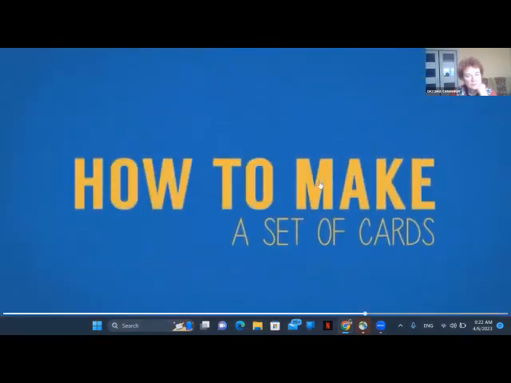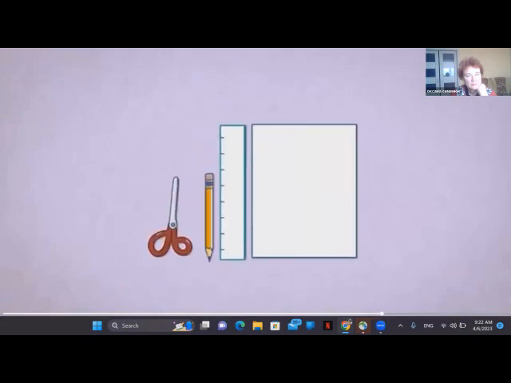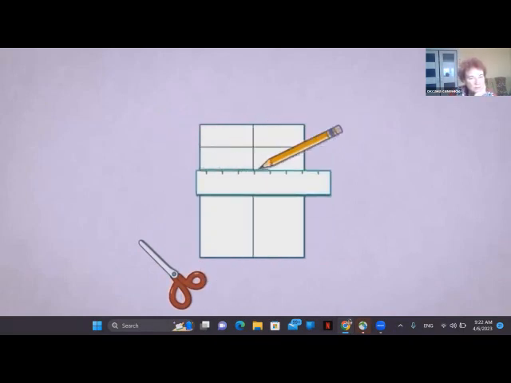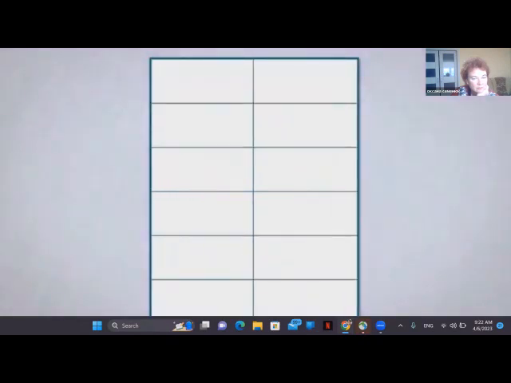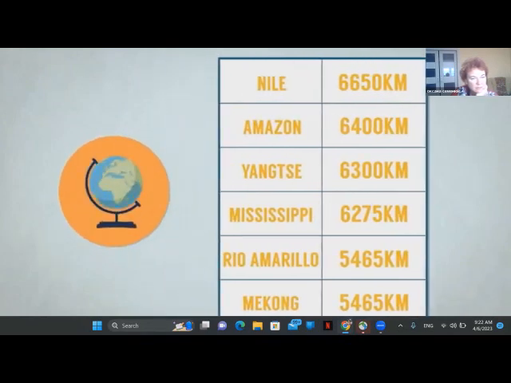Either you or your students can quickly make a set of cards for this game. All you need is a sheet of paper, a ruler and a pen or pencil, and a pair of scissors. Now divide the paper into 2 columns and 6 rows. Next, fill in the column on the left and the column on the right to make a set of 6 pairs for any subject. Here's an example for a geography lesson.